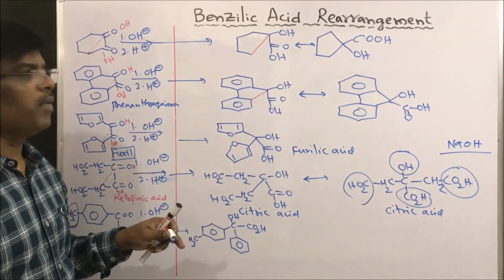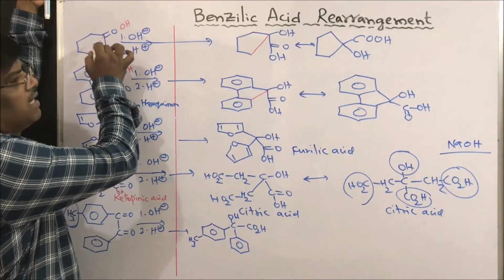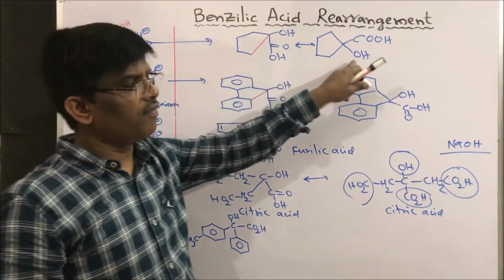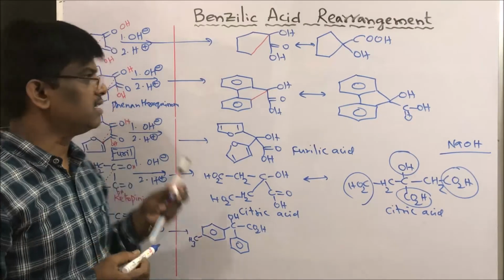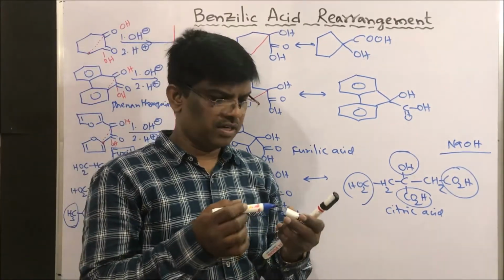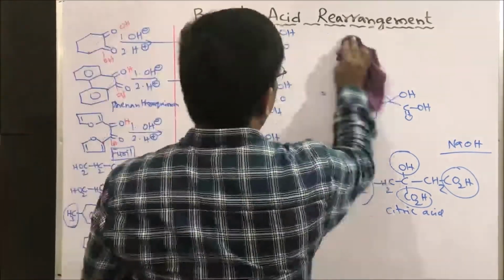Here what you have to remember, it is very simple, just break this bond and make this bond. So this is a very simple example where you can understand this compound. This is how benzilic acid rearrangement takes place, students. So it is a very important rearrangement reaction in organic chemistry.